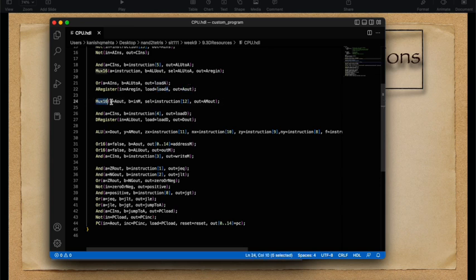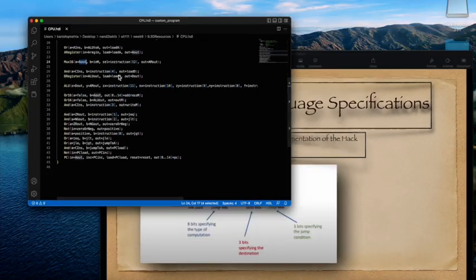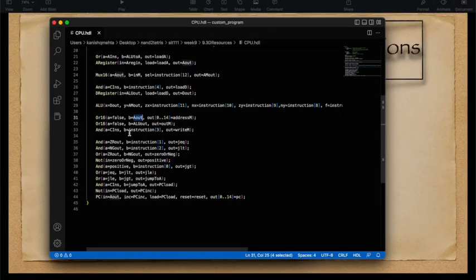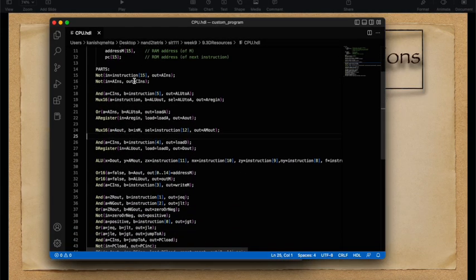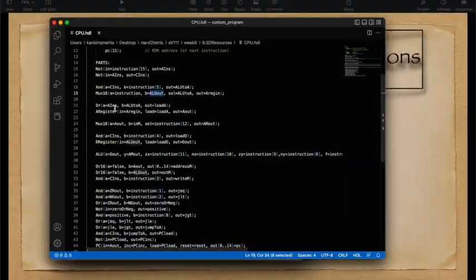Next is our mux chip. Here our instruction 12 is fed into the selection, and if instruction 12 is 1, then it will give the output of inM, and if it is 0, then it will give A out. We can understand it better through this diagram. So this is our 12th instruction. If it is 1, then it will give the output of inM, and if it is 0, then it will give the output of A out, sorry.